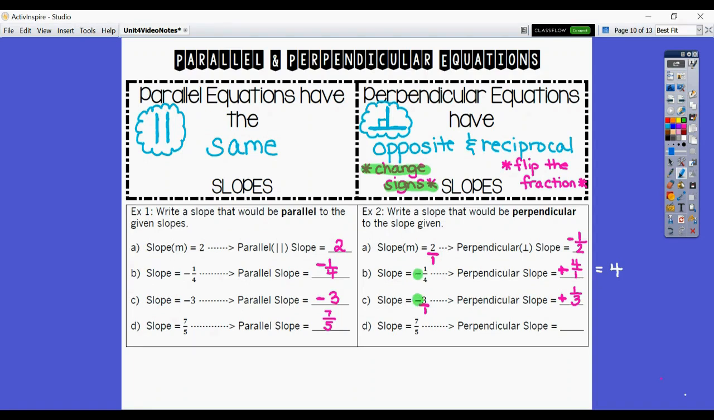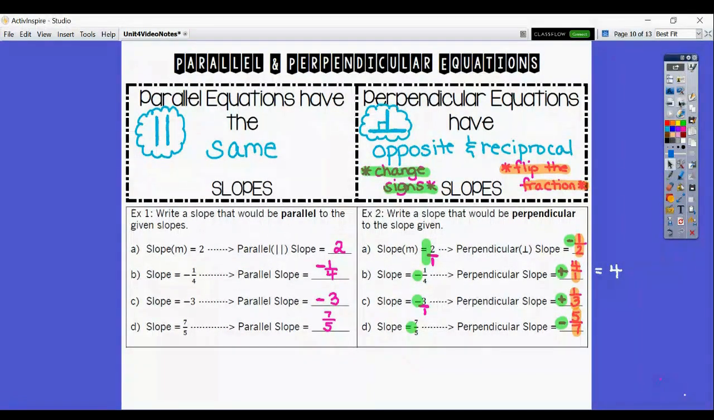If it was negative, we change it to positive, and if it was positive, we change it to negative, and then we flip our fractions, just like we've been doing. Last one here, we'll do the same thing. The slope is 7/5. It is a positive 7/5. So I must change that to a negative. Then, instead of 7/5, I flip that fraction to be 5/7. -5/7 is my perpendicular slope to the given slope of 7/5. Change the sign and flip the fraction.